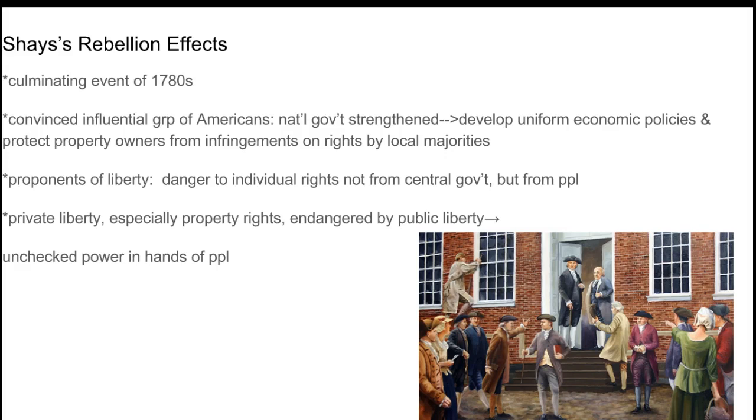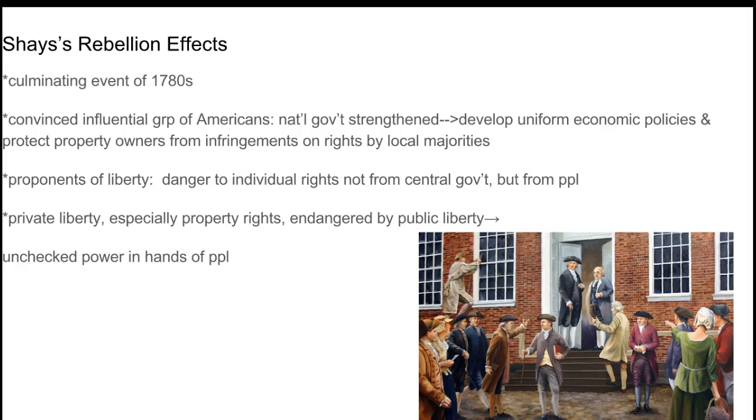The effects of Shays' Rebellion: it convinced this influential group that the national government had to have more uniform economic policies, and they had to protect property owners from infringements on rights by local majorities. This is part of where we get our Bill of Rights, the idea that there have to be specific civil rights outlined. They said the danger to individual rights came not from the central government, but from the people as a whole. Private liberty, especially property rights, was endangered by public liberty, meaning that the will of the people was not necessarily what was important; individual rights were more important.